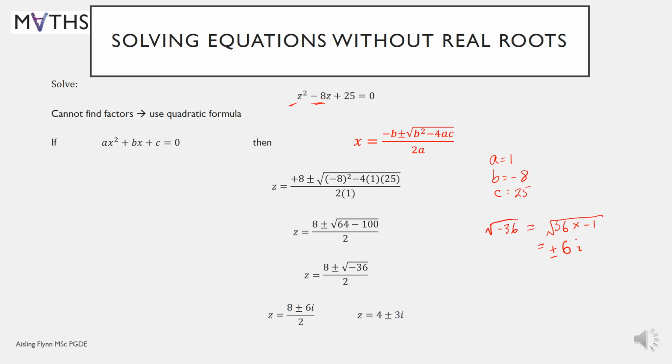So we have 8 plus or minus 6i, and in this case, the 2 can divide into each term on the top separately. So 8 divided by 2 gives you 4, and 6 divided by 2 gives you 3. So the roots of this equation are 4 plus 3i and 4 minus 3i. Keep those in your head for a moment while we go to the next slide.